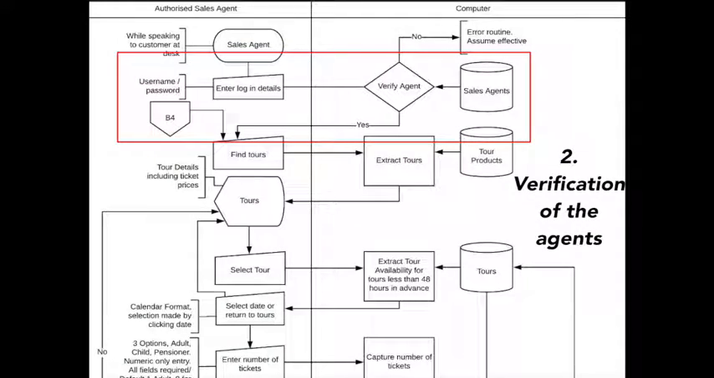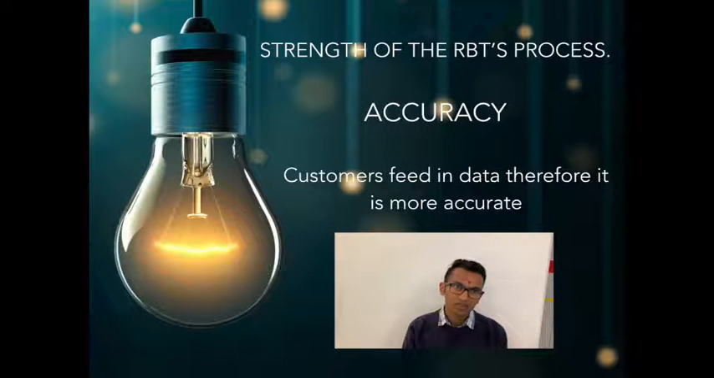Also, the verification of the agent by the use of passwords will help RBT prevent fraud because only pre-approved agents have authorized access to RBT's tour database. Let's jump to accuracy. The process does partially achieve the company's goal, that is, the right tour is highly unlikely to be incorrectly selected.